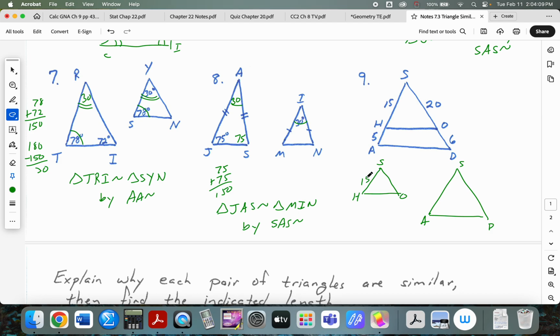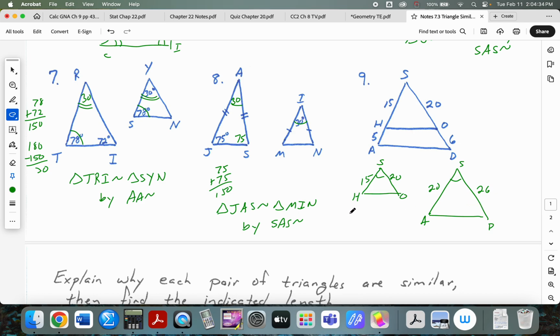And I know this is 15 and 20. And then SA will be 15 plus 5, which is 20. And SD will be 20 plus 6, which is 26. And it's the same angle S in both triangles, so angle S is congruent to angle S.